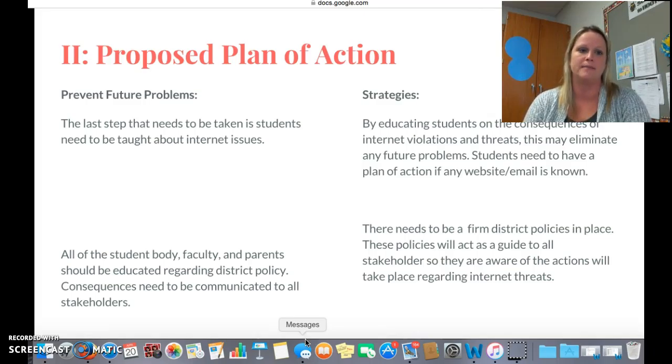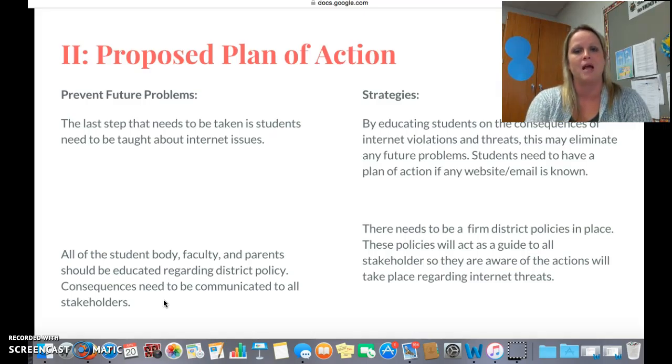Students need to know this. All the student body, faculty, and parents should be educated regarding district policy. Consequences need to be communicated to all stakeholders. I do feel like there needs to be a district policy in place with technology. I know many of them have, but is it communicated?